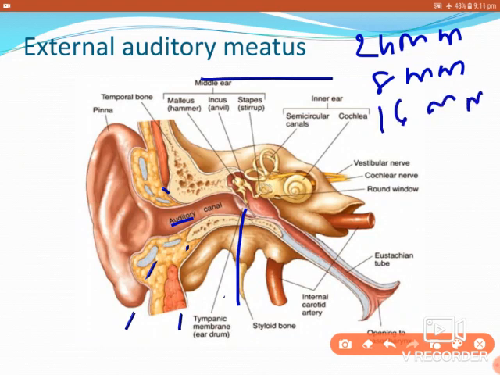The direction of the canal in the cartilaginous part is upwards, backwards, then medially. The direction of the bony part of the canal is downwards, forwards, then medially. It is not straight.